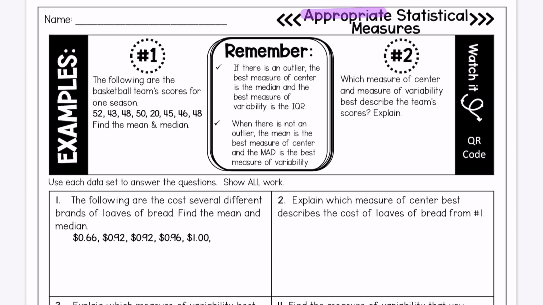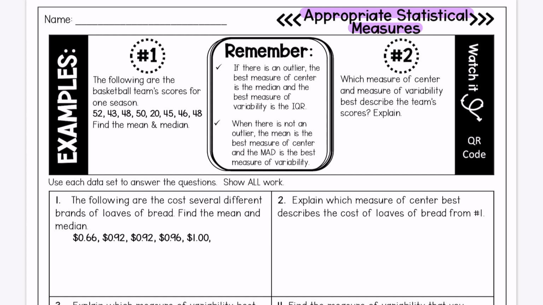Welcome to this quick video on appropriate statistical measures. In this lesson, you're looking at data sets and deciding which measures best describe the data, whether it's a measure of center, which could be your mean or your median, sometimes your mode, often not the case, or how your data varies. And then you're going to look at your MAD, or mean absolute deviation, and your IQR.